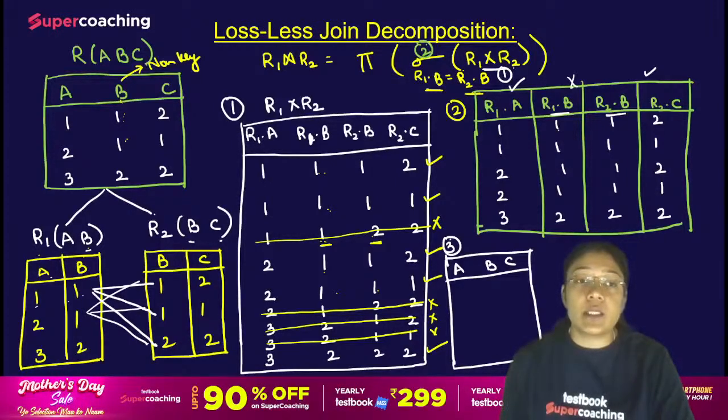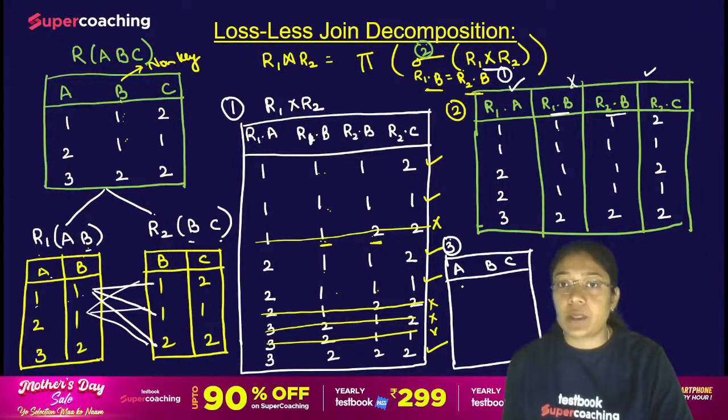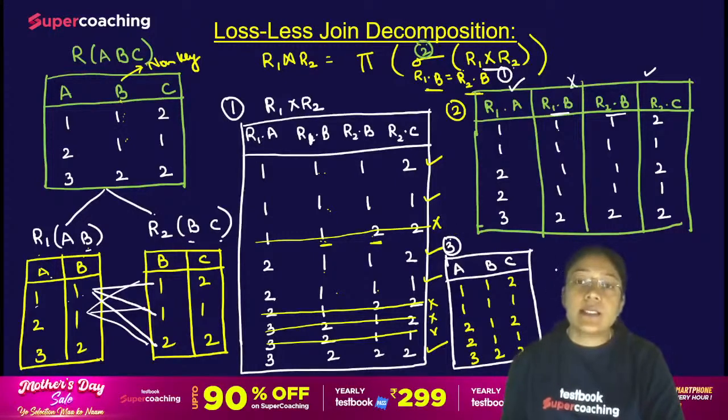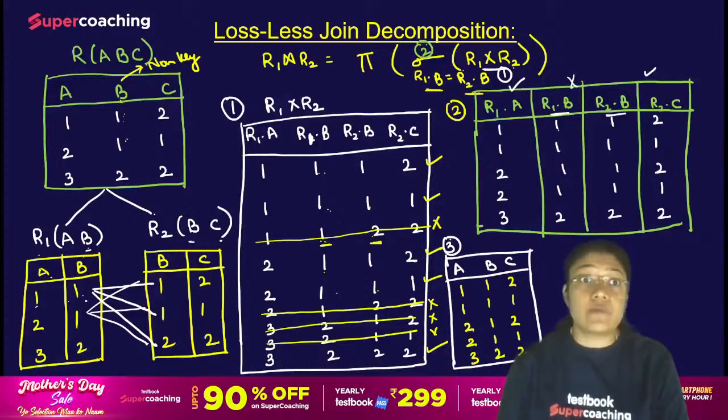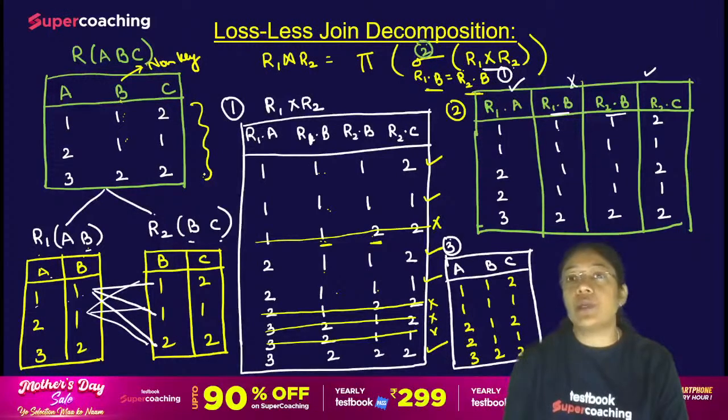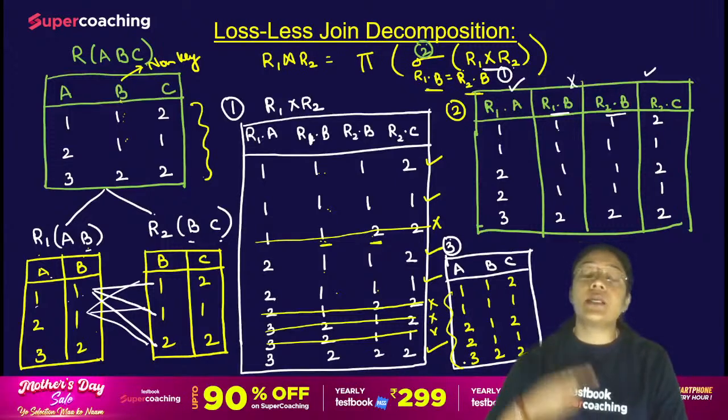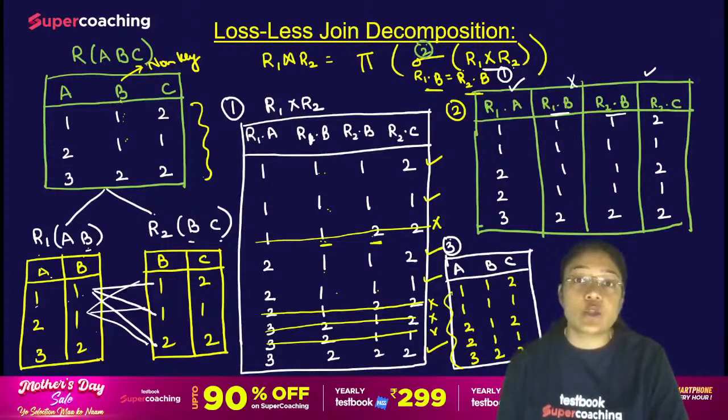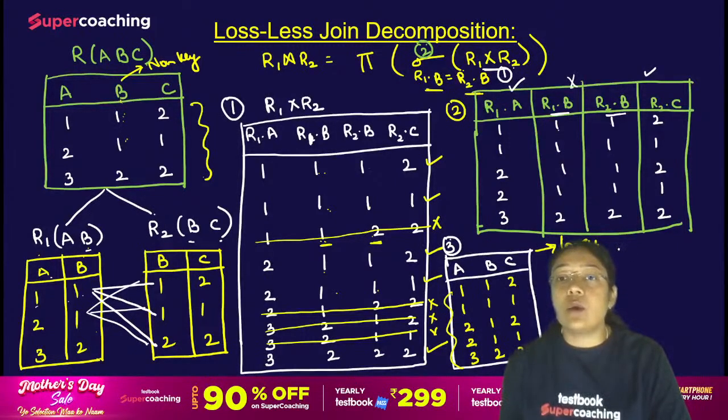जबकि original relation में कितने tuples थे? There were only 3 tuples. The result is 1, 1, 2, 2, 3 and 1, 1, 1, 1, 2, 2, 1, 2, 1, 2. So this is the final result that we are getting after joining R1 and R2. Is it equal to R? In R we had 3 tuples, and after joining these sub-relations we are getting 5 tuples. That means it is producing some extra tuples. So we can say that the given decomposition is a lossy decomposition. It is not returning the exact relation.